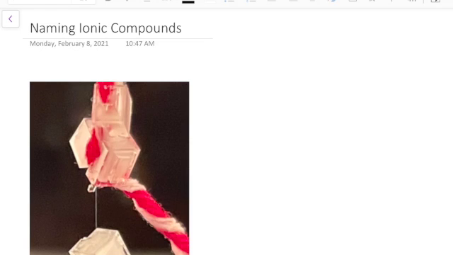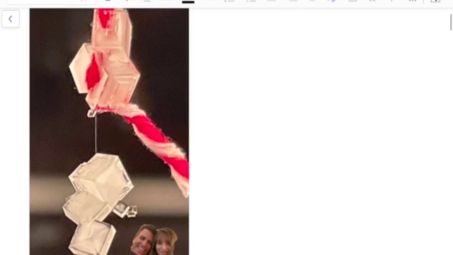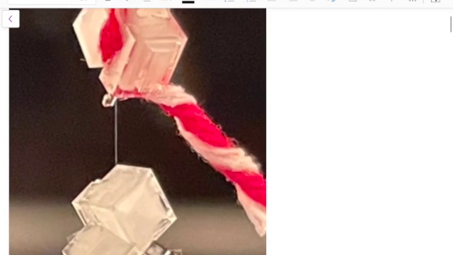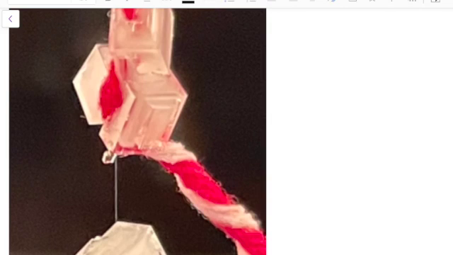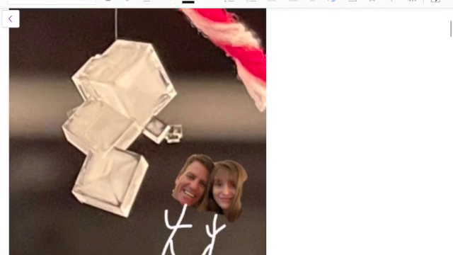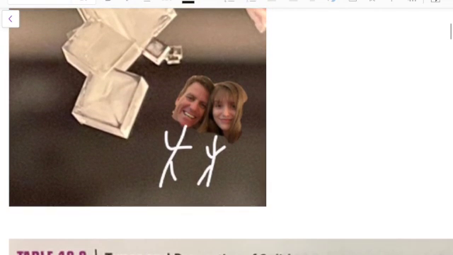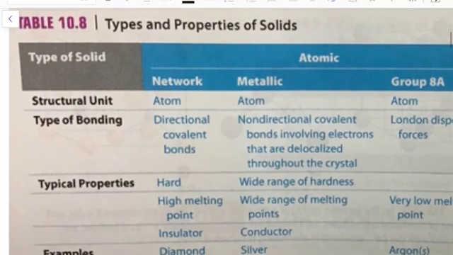So my goal today is to teach you how to name binary ionic compounds and to make it easy. Here's an example of an ionic compound right here. This is a salt crystal. Ionic compounds are generally crystalline solids at room temperature. They have very high melting points and they form very strong bonds. But our goal today is to learn how to name them.